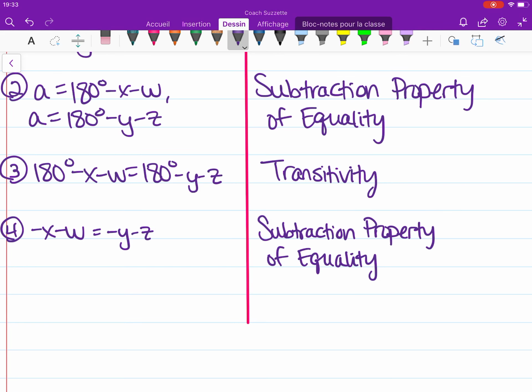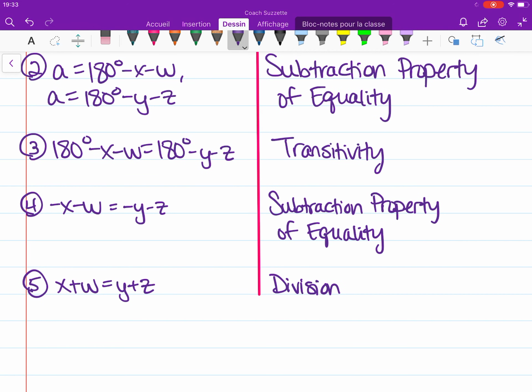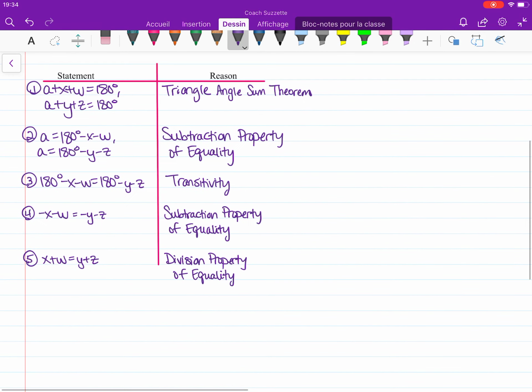And we don't want negatives, we want positives. So if we divide both sides by -1, we have x plus w equals y plus z. We can divide everything by -1. It's so legit by the division property of equality, which tells us that if we divide both sides of an equation by a non-zero number, we have an equivalent equation. Are we done? Yep, and we're done.